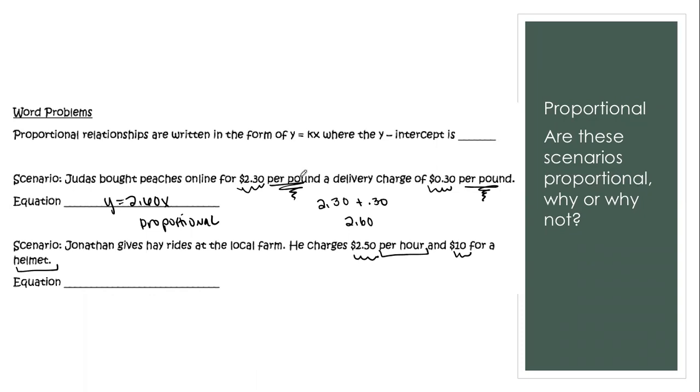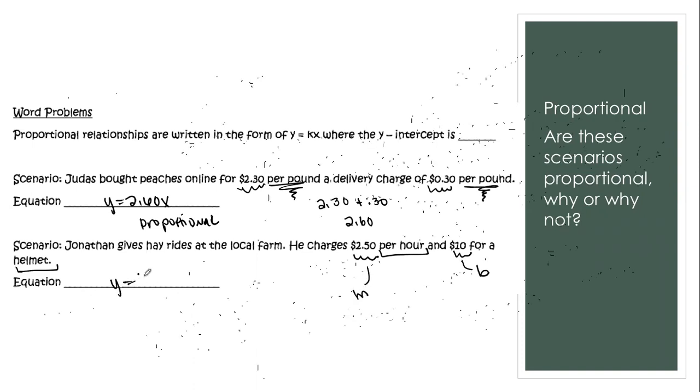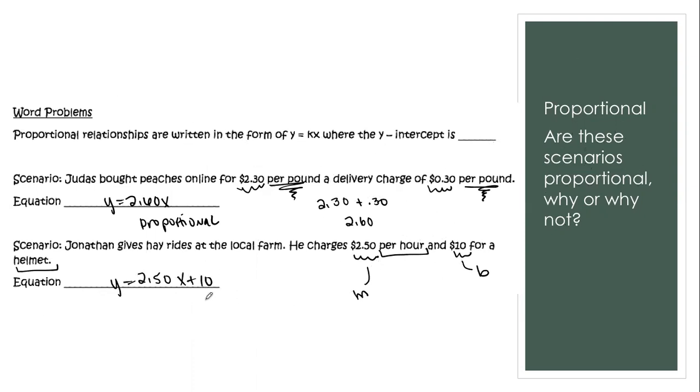Beautiful, beautiful. So what I'm getting in the chat is not proportional because it has a one-time fee of $10. So this 10 represents the y-intercept. And $2.50 per hour, that's my slope. So the equation would be y equals 2.50x plus 10. And because there's a y-intercept of 10, it is not proportional. It's just non-proportional, okay? Good job.